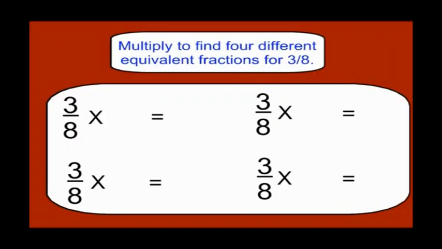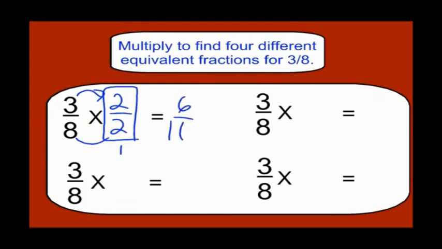So if your teacher asked you to write 4 different equivalent fractions for 3/8, it'd be easy. We could multiply 3/8 times 2/2, which is just like multiplying by 1. We're not changing 3/8's value. 3 times 2 is 6. 8 times 2 is 16. 6/16 is an equivalent fraction to 3/8. What about if we multiplied it times 4/4? 3 times 4 would be 12, and 8 times 4 would be 32. 12/32 is an equivalent fraction to 3/8.